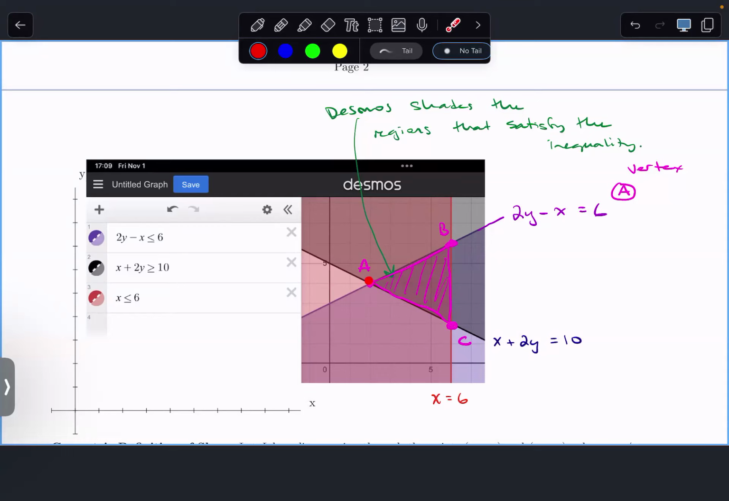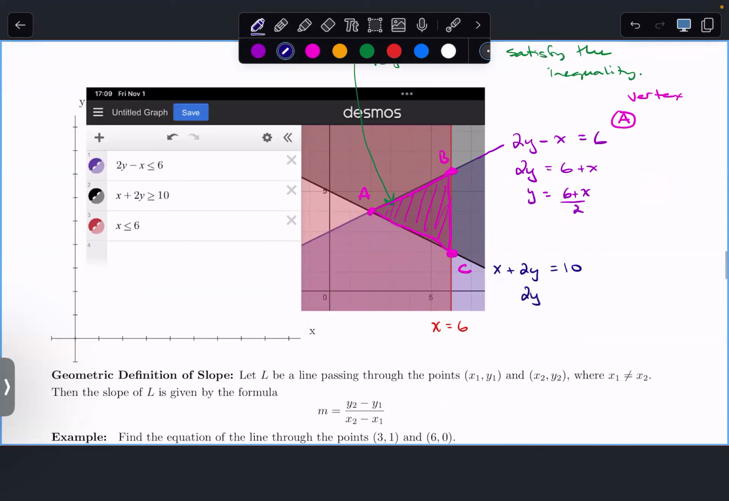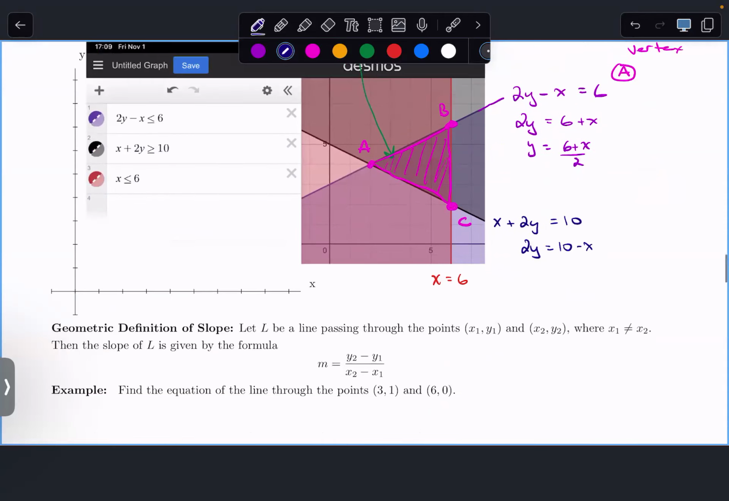So the xy coordinate that satisfies both 2y minus x equals 6 and x plus 2y is equal to 10. Now, what I'm going to do here is, first thing, I'm going to rearrange these lines to be in the form of y equals mx plus b, just because then it's easier to deal with. 2y is 6 plus x, kind of short on space here, so y must be (6 plus x) divided by 2. And then for this line, 2y is 10 minus x, so y must be (10 minus x) over 2.